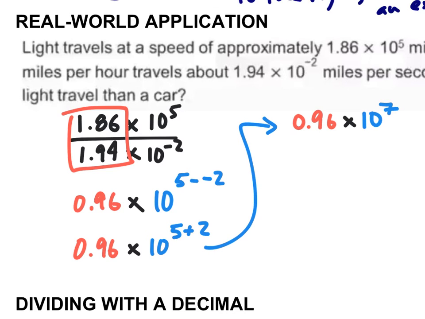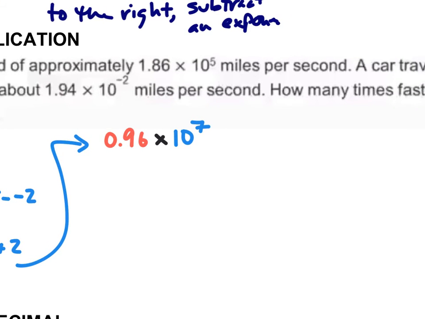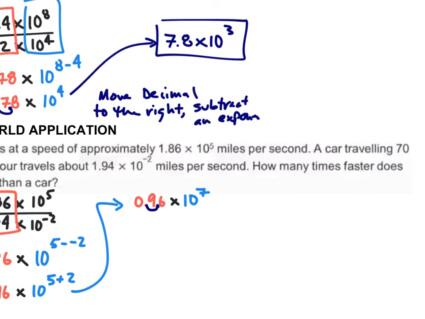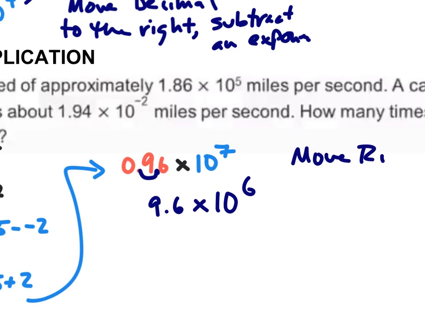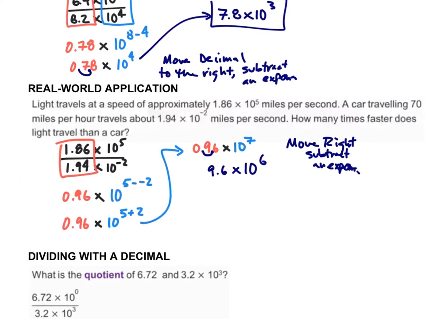And what I want to do is move my decimal to the right. If I move my decimal place to the right 1 unit, then I'm going to subtract an exponent. So this is going to give me a value of 9.6 times 10 to the 6th power. I move the decimal place to the right, so I subtract 1 from my exponent. However many times you move that decimal place is what you have to move the exponent.